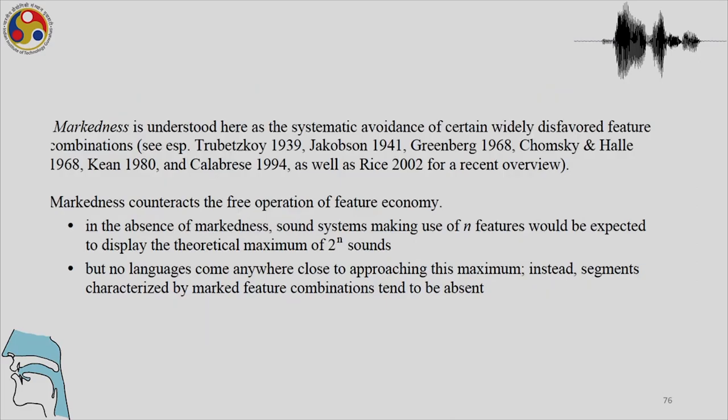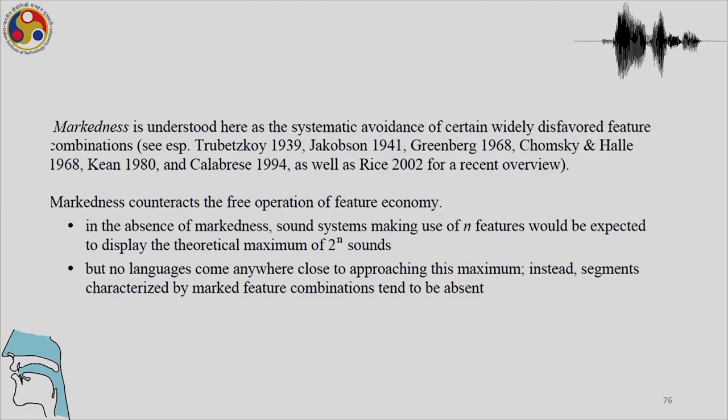So I will conclude this lecture with a word on markedness. Markedness is understood here as the system of avoidance of certain widely disfavored feature combinations, and markedness counteracts the free operation of feature economy. In the absence of markedness, sound systems making use of n features would be expected to display the theoretical maximum of 2 to the power of n segments, because each feature can have two values. But no languages come anywhere close to approaching this maximum.